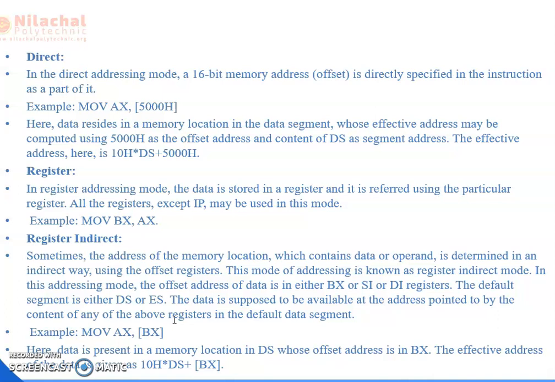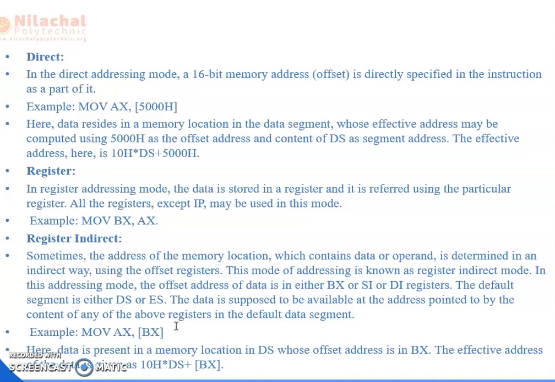So next is direct addressing mode. In the direct addressing mode, a 16-bit memory address, that is the offset address, is directly specified in the instruction as a part of it. For example, MOV AX, [5000H]. So here data resides in a memory location in the data segment whose effective address may be computed using 5000H as the offset address and content of DS as segment address. The effective address here is 10H times DS plus 5000H.